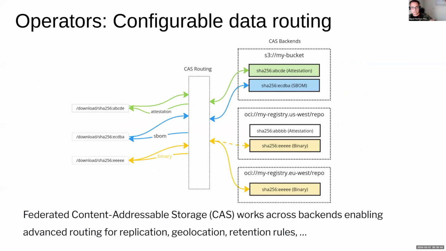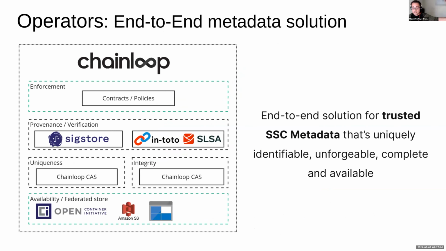And of course, I'm going to go very quickly about this, but what operators also get is content addressable storage, which at the end of the day is a fancy way of saying that it's a place where you store something and you retrieve it by the digest of the content. But it works across different backends, and what you get out of it at the end of the day by using Chainloop is an end-to-end solution for trusted software supply chain metadata based on open source components like in-toto, SLSA, Sigstore, OCI, and so on and so forth.